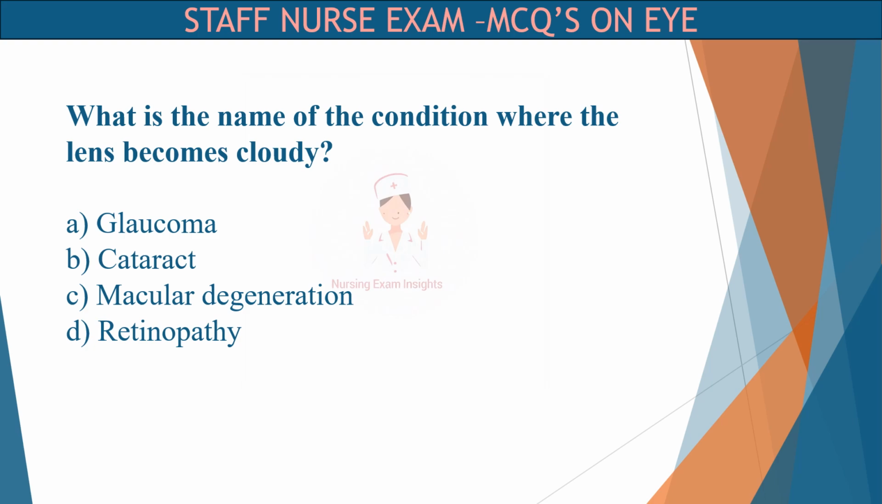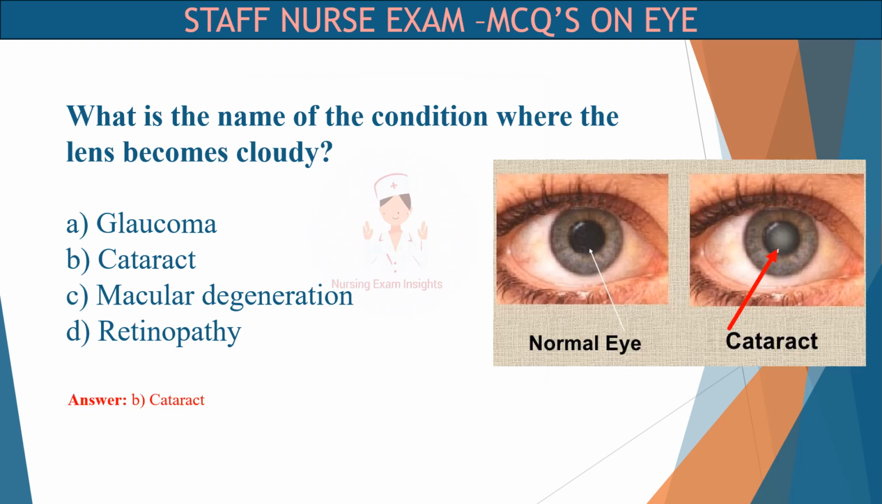What is the name of the condition where the lens becomes cloudy? A. Glaucoma. B. Cataract. C. Macular degeneration. D. Retinopathy. The answer is B. Cataract.